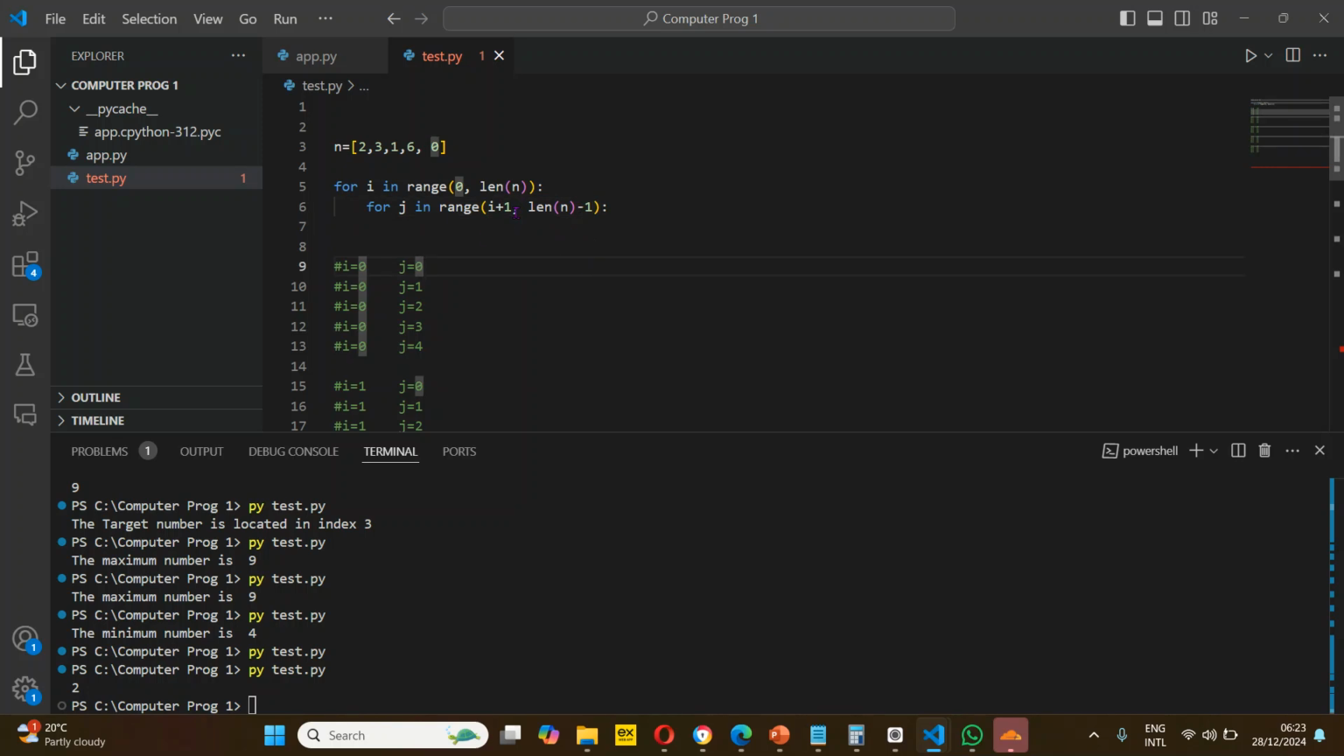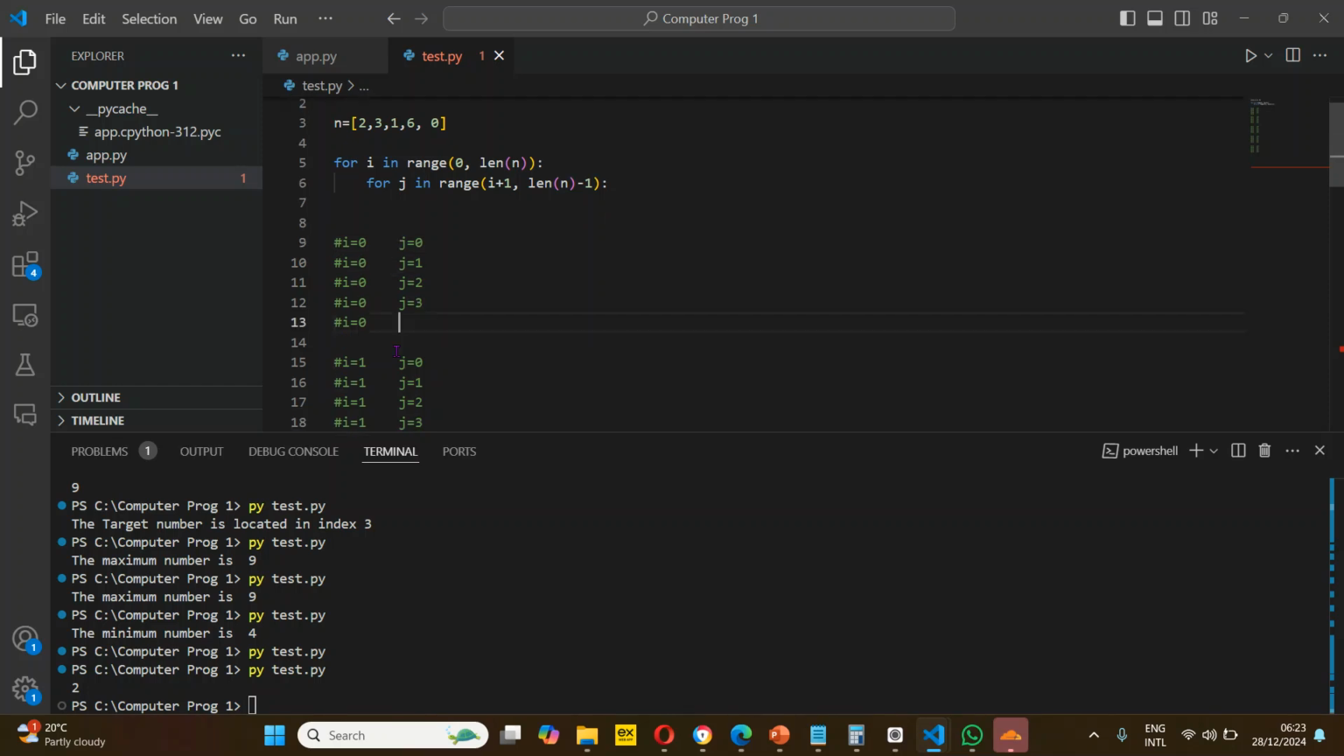So let's solve this. Now you're saying that j should be i plus 1. So when i is 0, that means j is 0 plus 1, right? That means j will skip j equal to 0. Now the length of n minus 1, remember the length of n is 5, right? 5 minus 1, which is 4. That is for j now. 5 minus 1, which is 4, which means 1, 2, 3, 4, right?